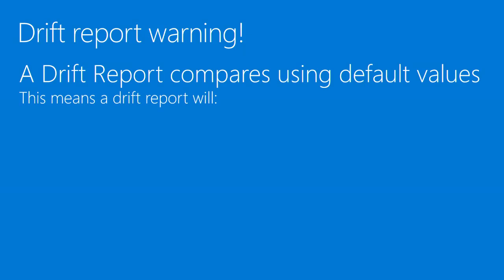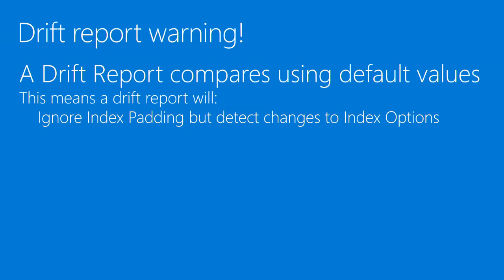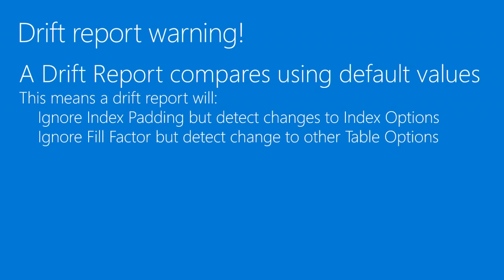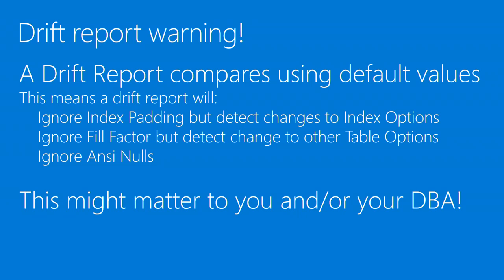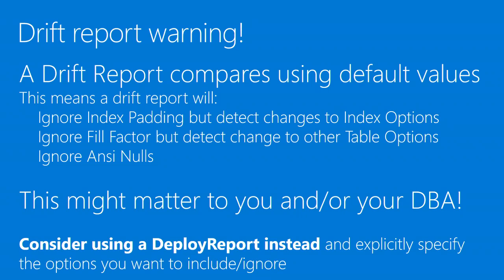Yeah, so a drift report compares using default values. You can't give it any options, right? So this means a drift report will ignore index padding, but detect changes to index options. Ignore fill factor, but detect change to other table options. It's going to always ignore ANSI nulls. If you've got a difference in ANSI nulls, you can have problems. So this might matter to you or your DBA.